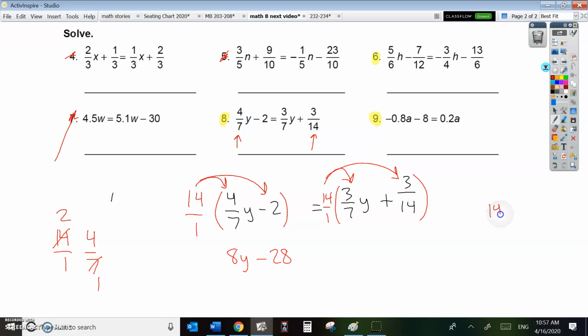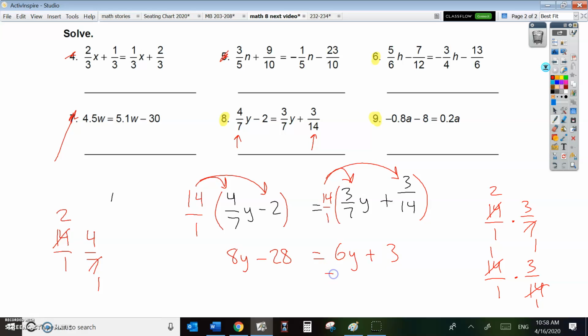And then 14 over 1 times 3 over 7. Cancel, you get 2 and 1. 2 times 3 is 6. And 14 times 3 over 14. Well, the 14's just cancel, and you're left with 3.